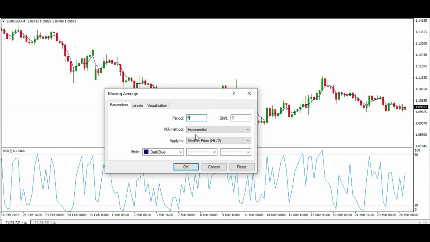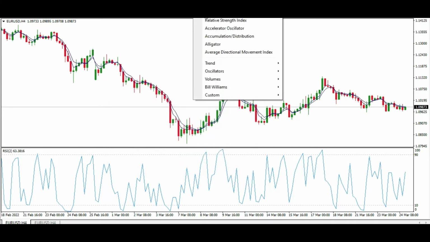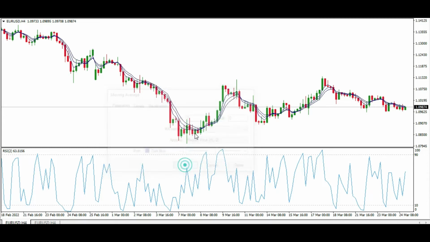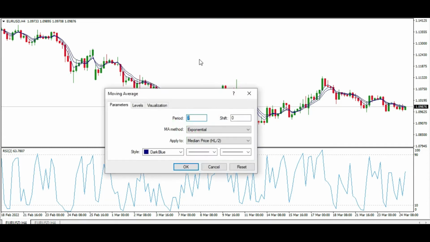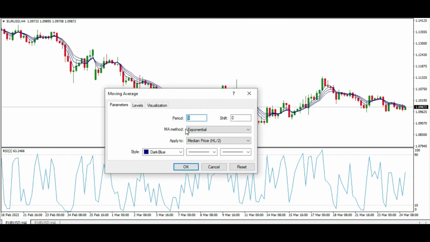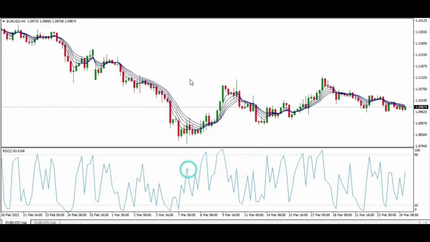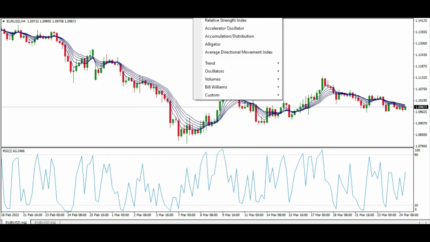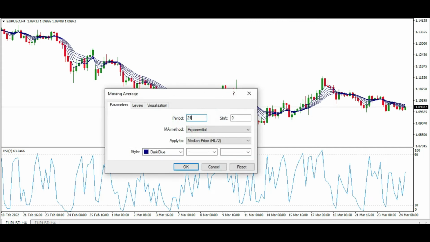5, the same thing, exponential, median price. Then I will add 7, exponential, median price. Then I will add 9, exponential, median price. Then I will add 11, exponential, median price. 13, exponential, median price. And at the end, 21.